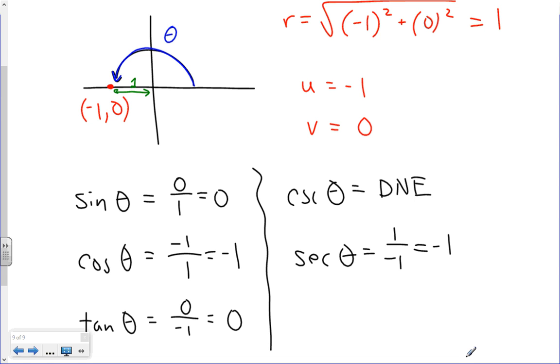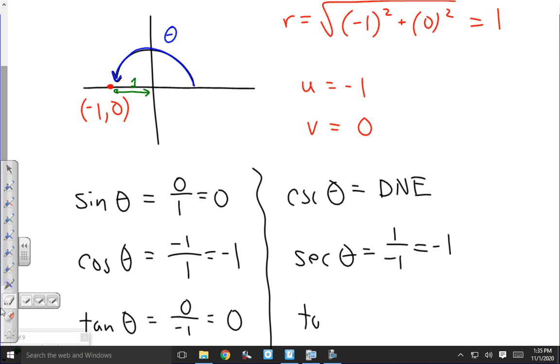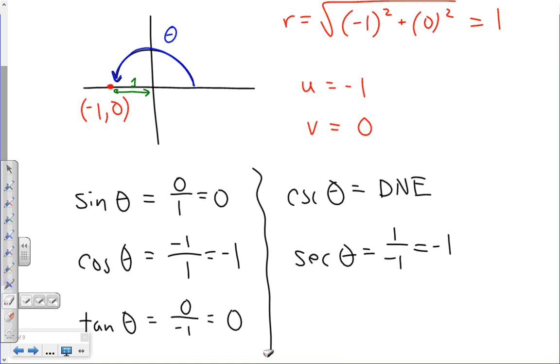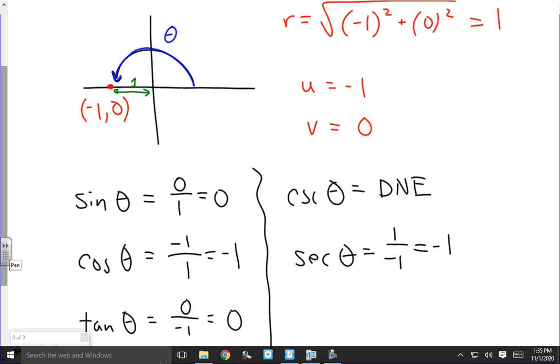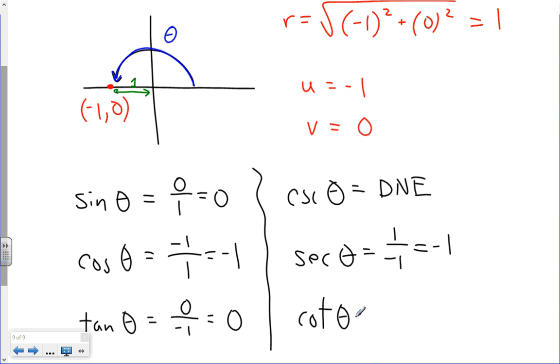And for the tangent of theta, I want the reciprocal, so the cotangent of theta, and that's where I run into a problem again. I'll get negative 1 over 0. This does not exist, or it's undefined. Okay. All right, that's the end of the second half here of section 5-4.